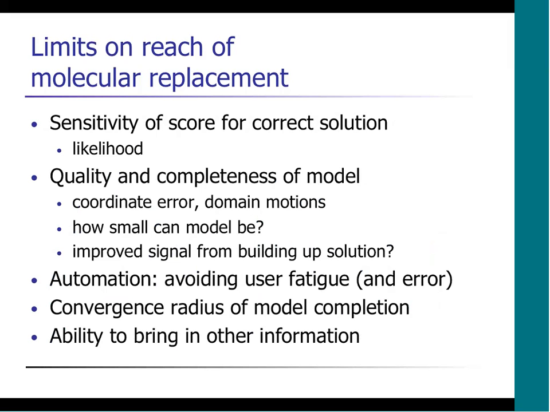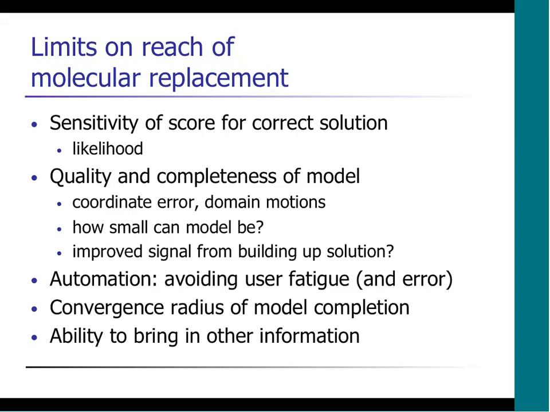Quality of the model, the quality and completeness of the model, so how much of the structure you have a model for, how large the coordinate errors are, whether there are domain motions, those can influence how difficult the molecular replacement problem will be. Then there's, in terms of completeness, one thing I'll look at a little bit is how small the model can be and still expect to get a solution.